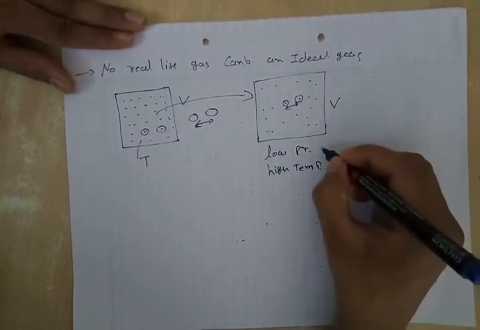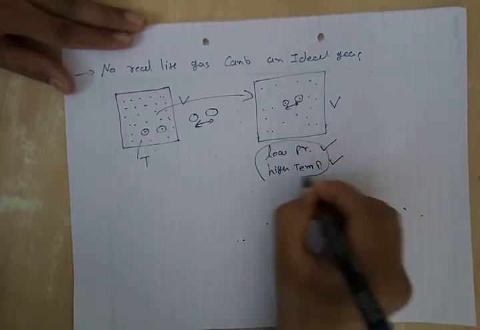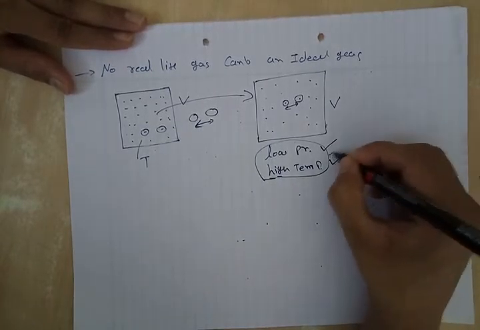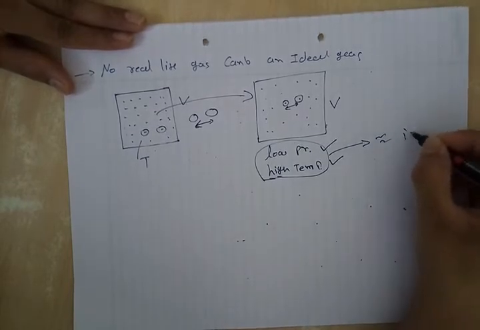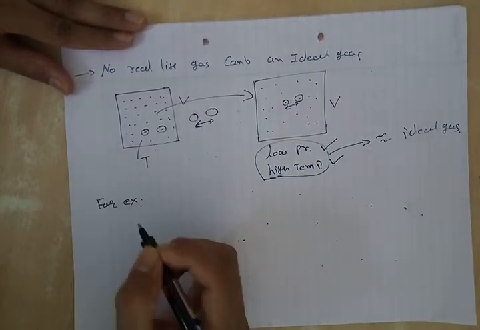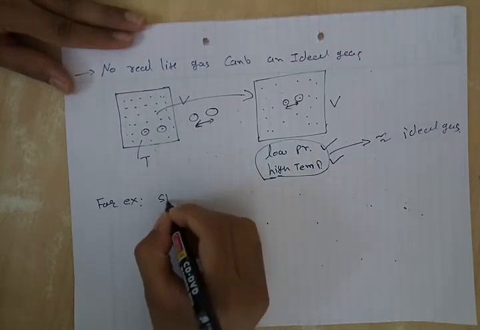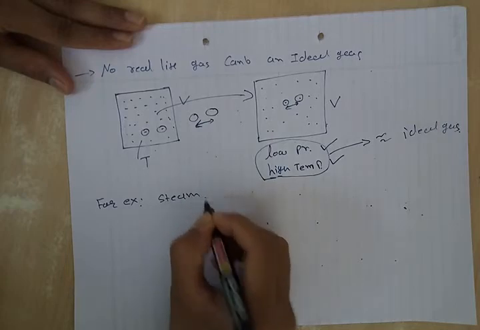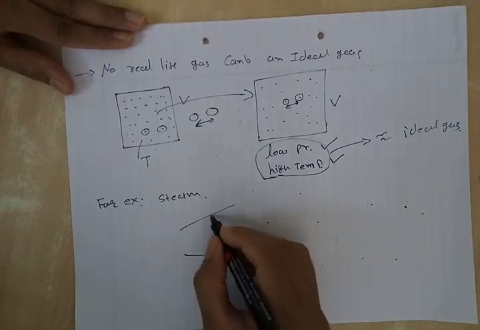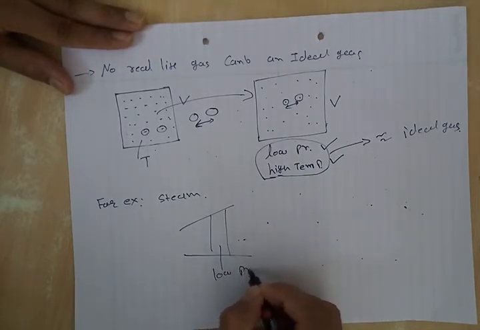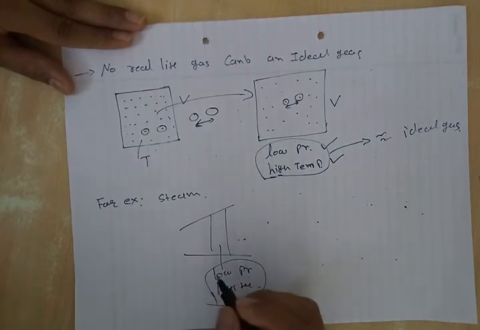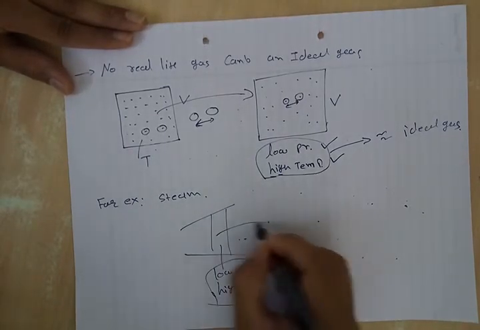Hence, if a gas satisfies these two conditions, then it behaves similar to an ideal gas. So for example, steam in boiler or steam turbine. So in steam turbine, we have steam at very low pressure and high temperature. So in this condition, we can apply ideal gas equation to this steam.